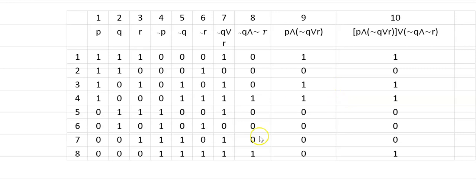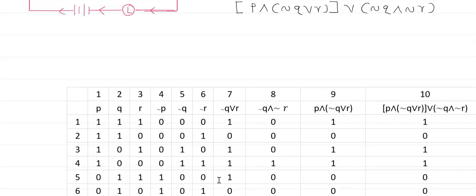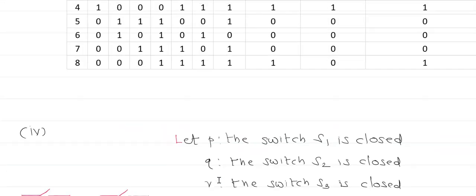Now you can perform this truth table. Okay. You can write down this truth table. Now the next question is with this big truth table.